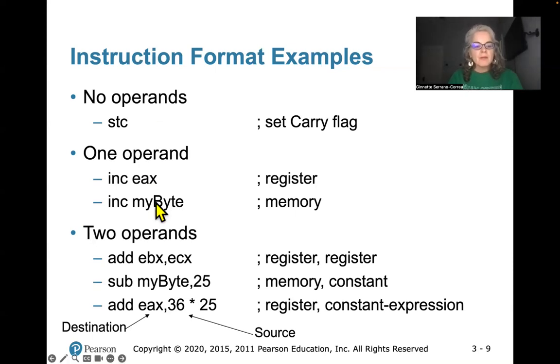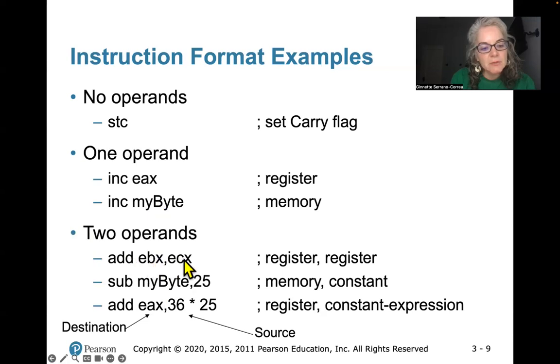So my byte would be a variable. These are mnemonics that have two operands. In this add expression, we're taking this register and putting it here. So we can have two registers. We can have a data label or a variable, and then some constant. We could have a constant expression over here that gets added to this EAX. So here we're incrementing what's in this register. Here we're incrementing what's in this variable.